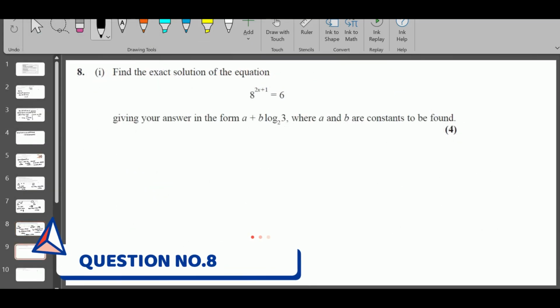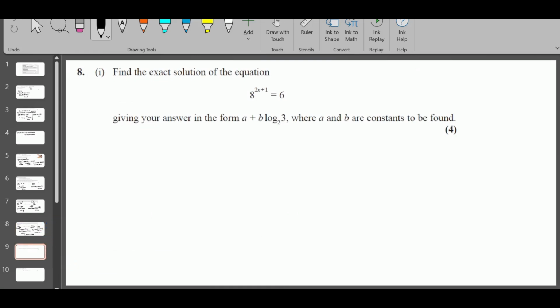Find the exact solution of this equation. That means we need to make x the subject, but they want us to write the answer in this format where a and b are constants. I'm going to take logarithm both sides. So it's log 8 power 2x plus 1 is equal to log 6 to the base 2.